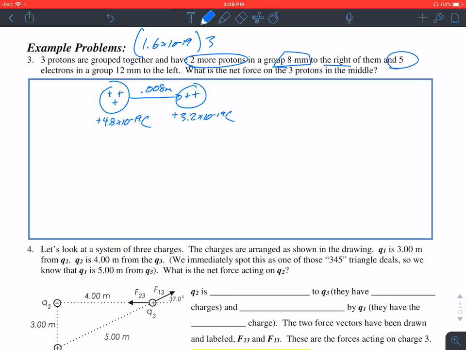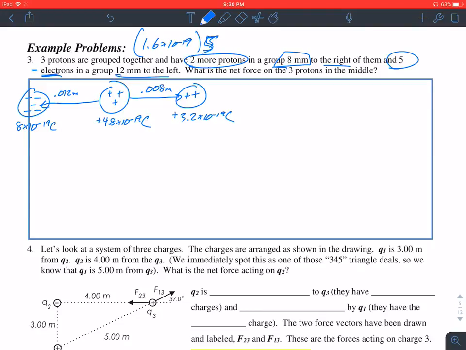And then there are 5 electrons, so we know it's negative 12 millimeters to the left. So all the way out here at 0.012 meters, there are, what did we say, 5 electrons. So 1.6 times 10 to the negative 19th times 5 gives us a charge, I believe, of 8 times 10 to the negative 19th coulombs.